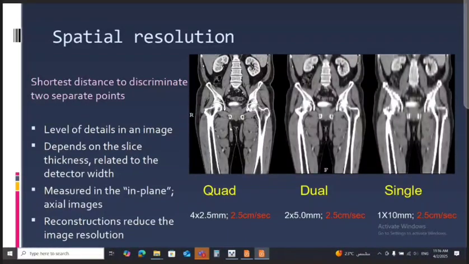Here are 3 images using different scanners. This is a single row detector, dual row detectors, and quad. As you see, the resolution has improved greatly with the multi-slice CT because we have used the minimum slice thickness, while in the single slice detectors we used a 1 centimeter detector. Here we used 0.5.